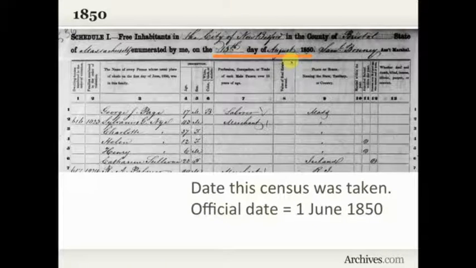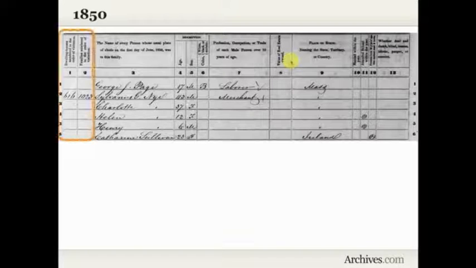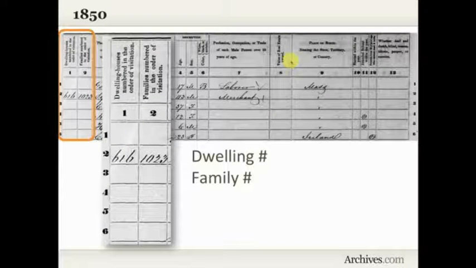Let's take a closer look at 1850. On the left-hand side, there are two columns. We'll zoom in a little bit, and we see a dwelling number and a family number. The dwelling number means just that. It's the number of the house or dwelling or apartment building, whatever that structure was that the enumerator stopped at. And it's just a sequential number. It is not the same as their street address.